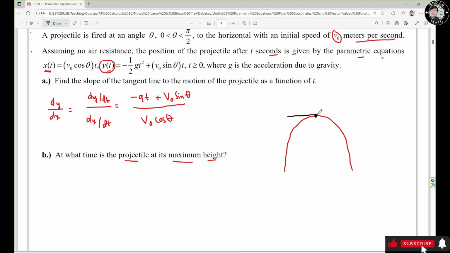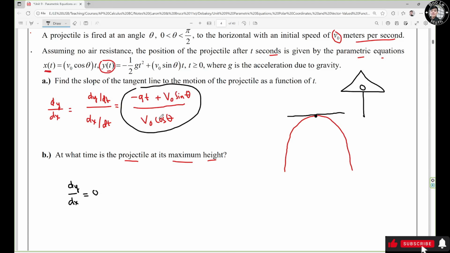And of course, the tangent line should be horizontal, right? When the tangent line is horizontal, the slope is 0 right here. So you have dy over ds equals 0, right? It's the same thing as this guy right here equals 0, right? And this one is a fraction. You only need the numerator equals 0, right? So you have -gt plus v0 sine theta equals 0, right?